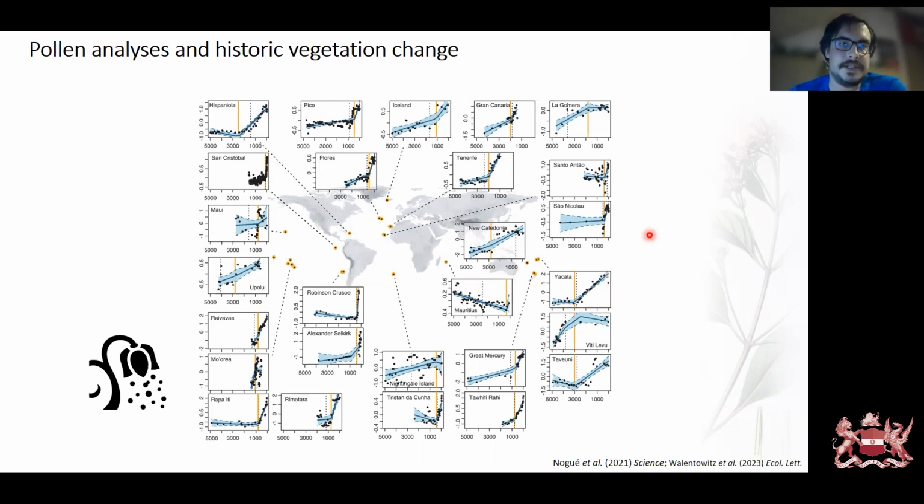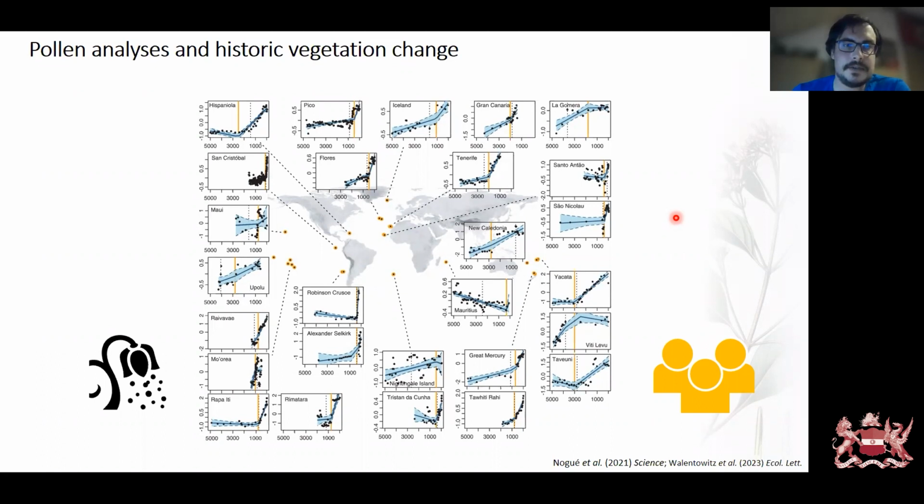And what we can see is that in many instances, this coincides with this yellow line that we see in the graphs. This yellow line indicates the recorded human arrival on these islands. So the moment when people appear on the scene, the plant world seems to change on islands.